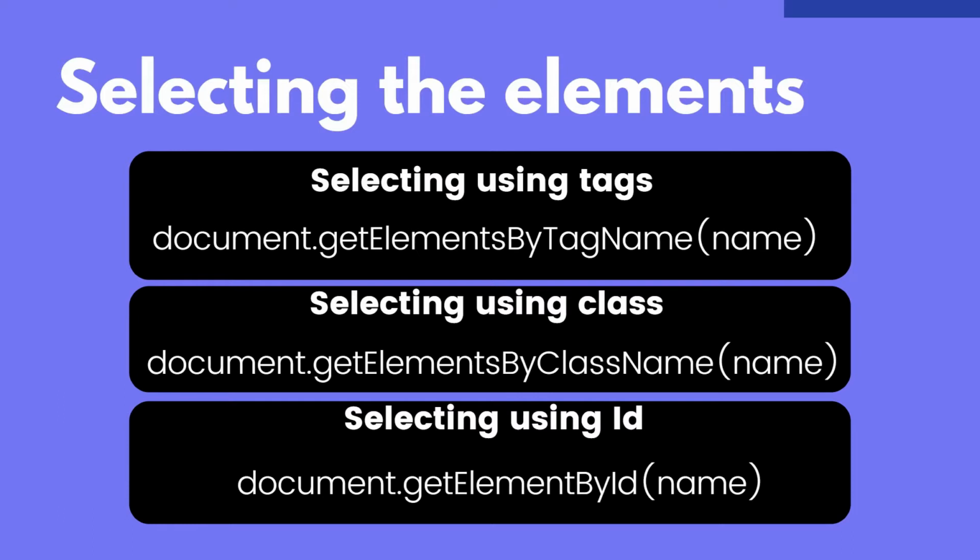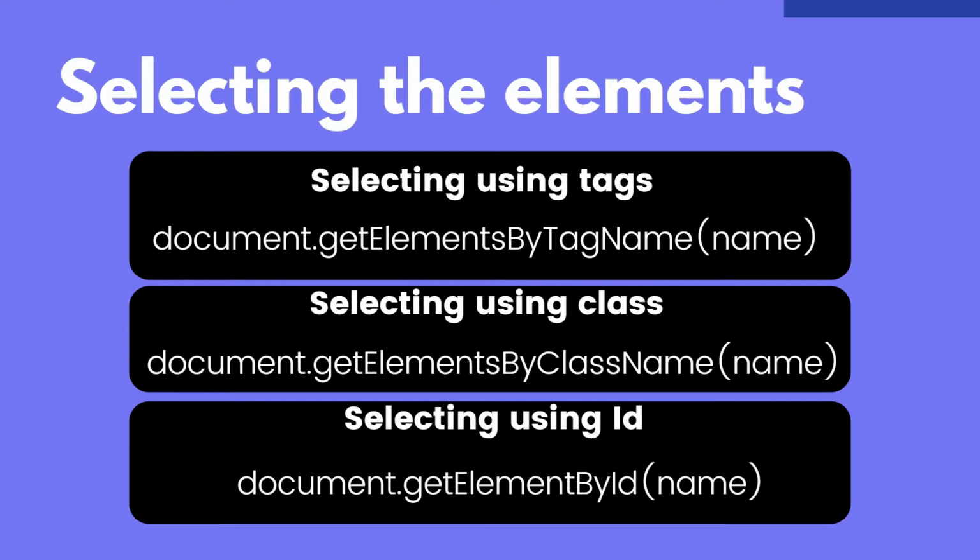If you haven't watched the HTML video, which talks about tags, classes, and IDs, I recommend you go through it. First of all, when we are selecting using the tag, we have to use the syntax document.getElementsByTagName, and we have to mention the name of the tag, like p, header, navigation, section, aside, or whatever tag you create, and it is going to access every piece of data related to that tag.